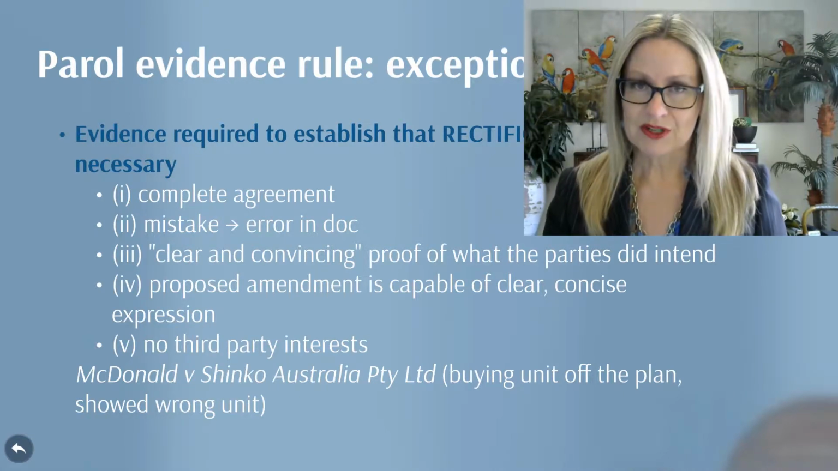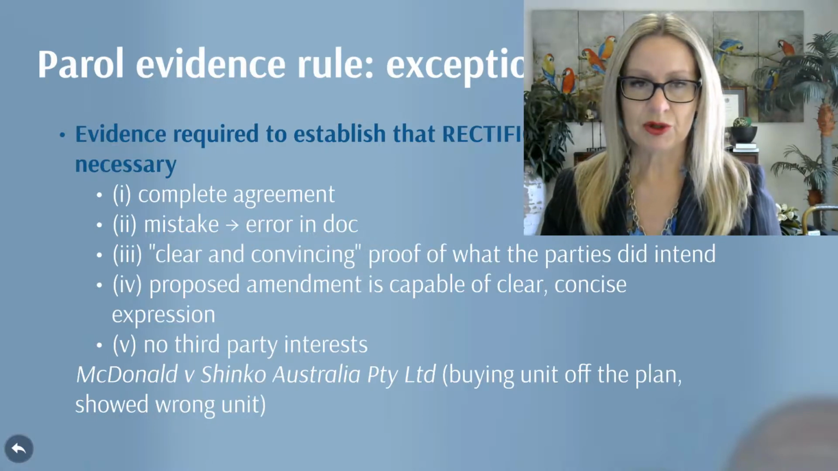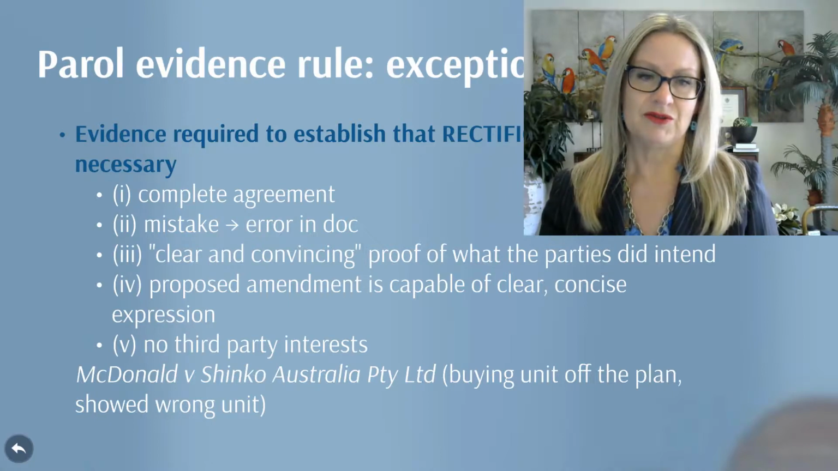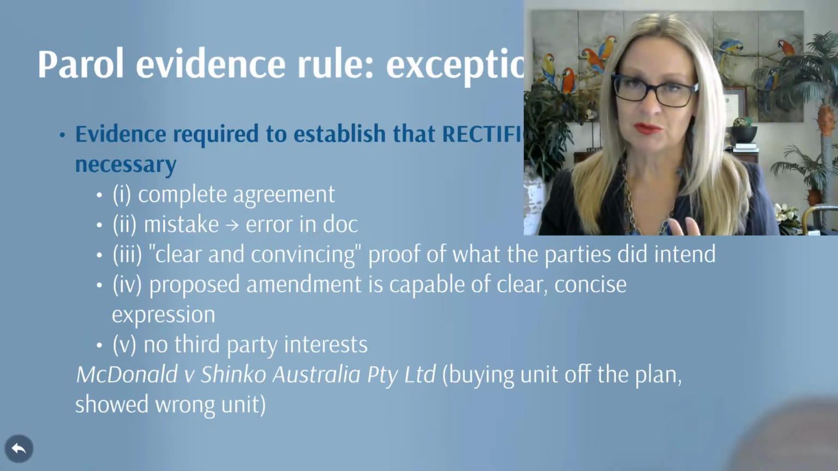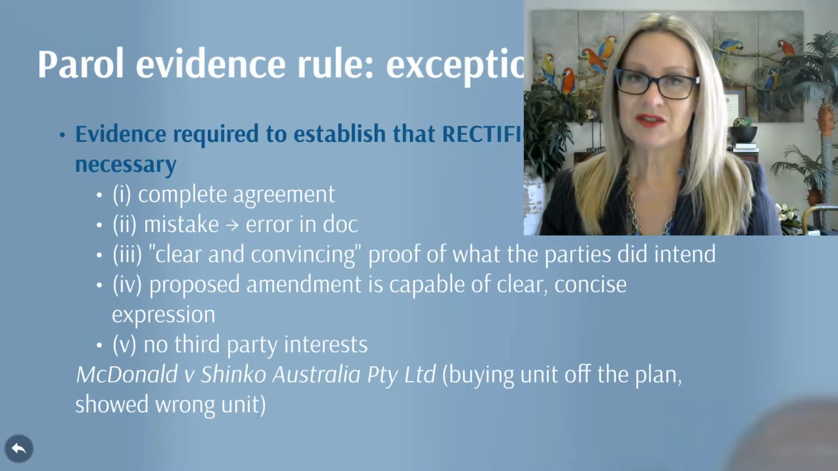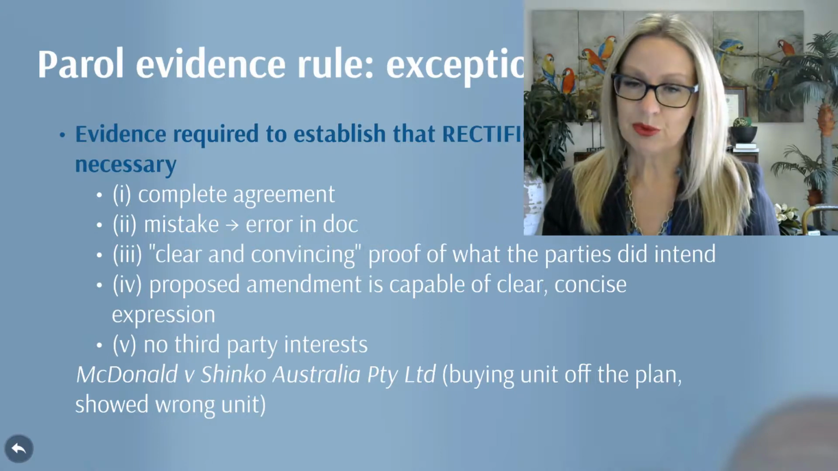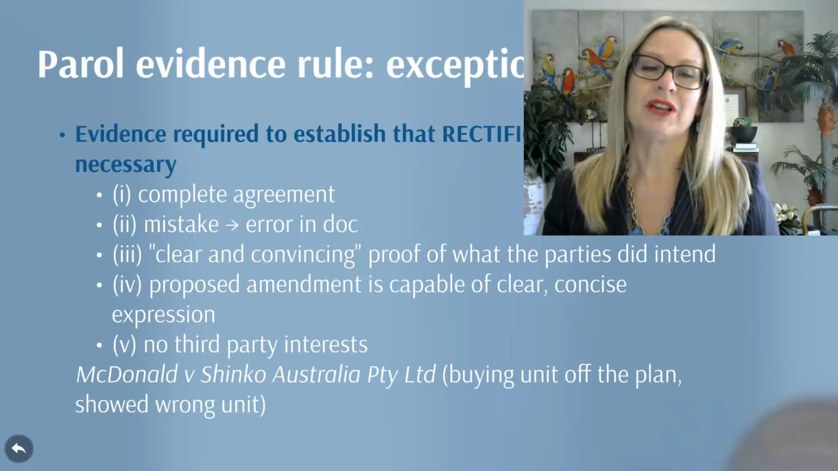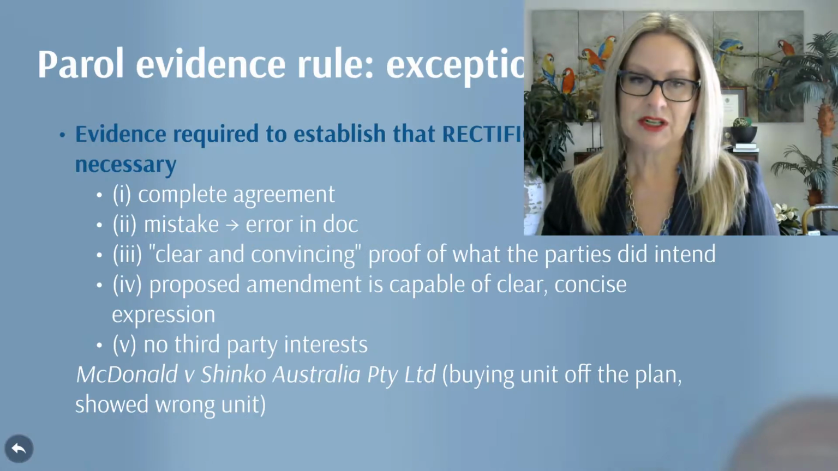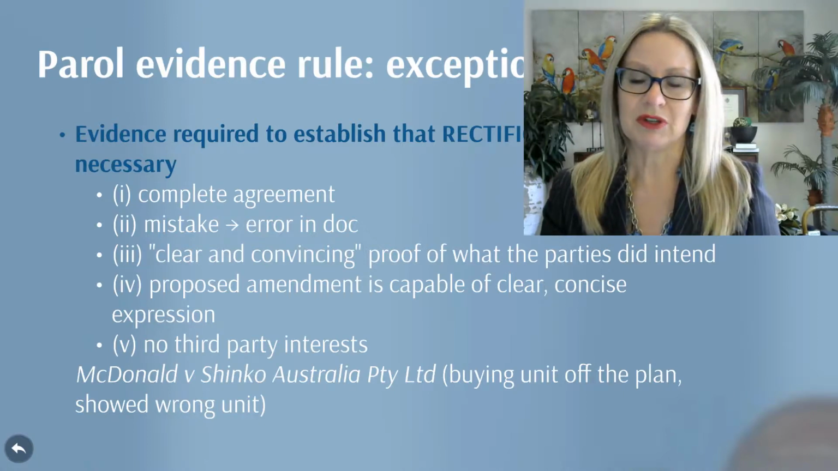What is the whole process of rectification about? As I said, normally you'll show an error in the document. You need to show these 5 elements. So there's been some kind of complete written agreement between the parties. There is this mistake that's very obvious on the face of the document. You need to have clear and convincing proof of what the parties actually did intend, and so here is your extrinsic evidence that comes in. Something else out in the context that shows that the document doesn't match up with what the parties intended.